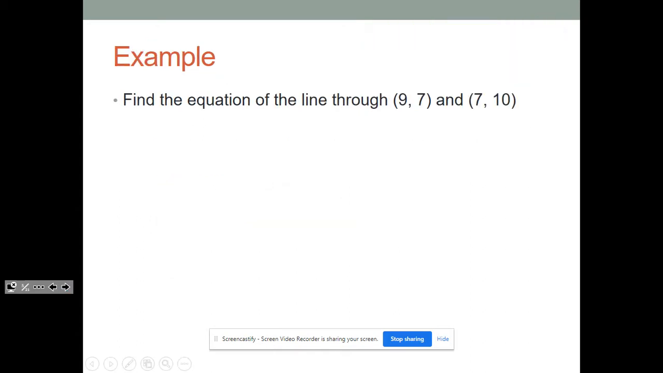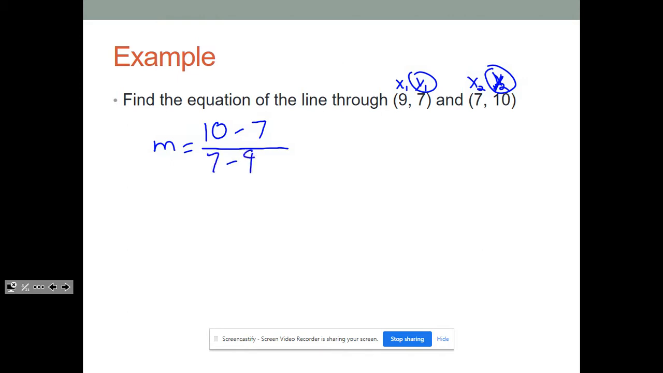Now we need to find the equation of the line going through these 2 points. We need to find our slope first, using y2 and x2. Remember, it doesn't matter which one is your first point and second point. You can switch the order if you want. If I do y2 minus y1, that'd be 10 minus 7, over x2 minus x1, so 7 minus 9, and x2 minus x1.